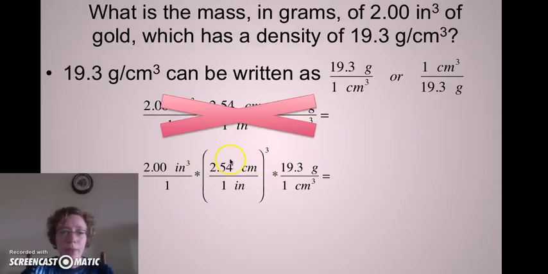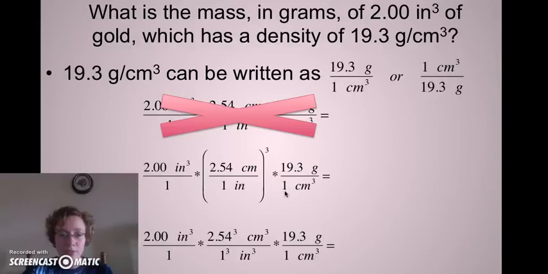And then because this 3 is outside of the parentheses, we can distribute it in. So remember math, distributive properties. So that would give us our 2.00 inches cubed, which is from the beginning. We've got our conversion factor here, our 2.54 centimeters for every inch.